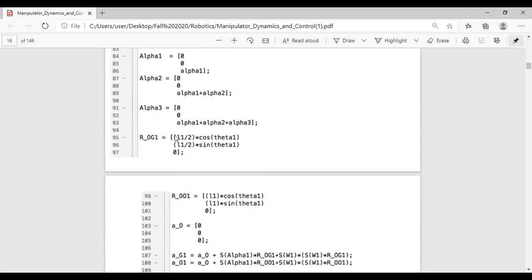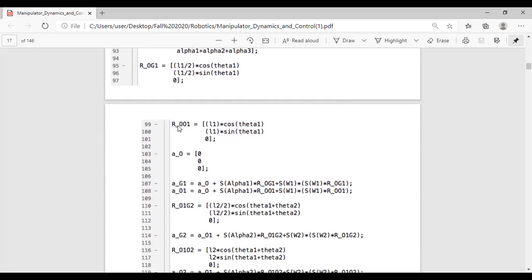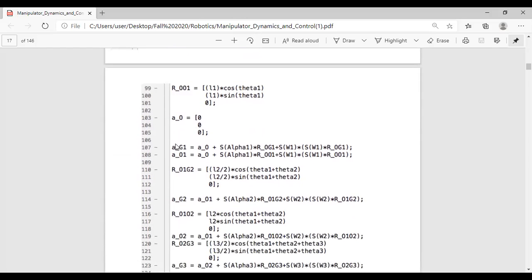Now what I'm doing here is ROG1. I'm expressing the vector ROG1, which is L1 over 2 cosine theta 1, L1 over 2 sin theta 1. This is the x component of the vector of point G1. Same thing for the other components. So the acceleration of point G1 is equal to the acceleration of point O plus alpha cross ROG.